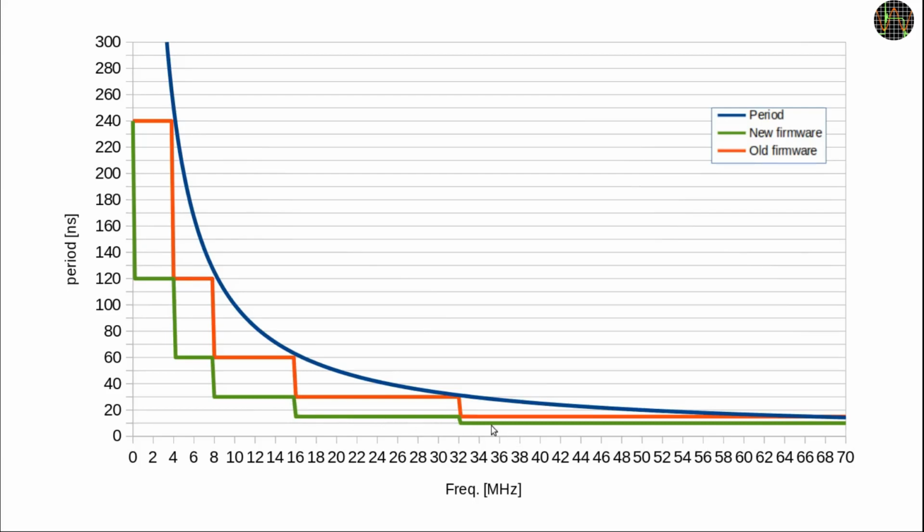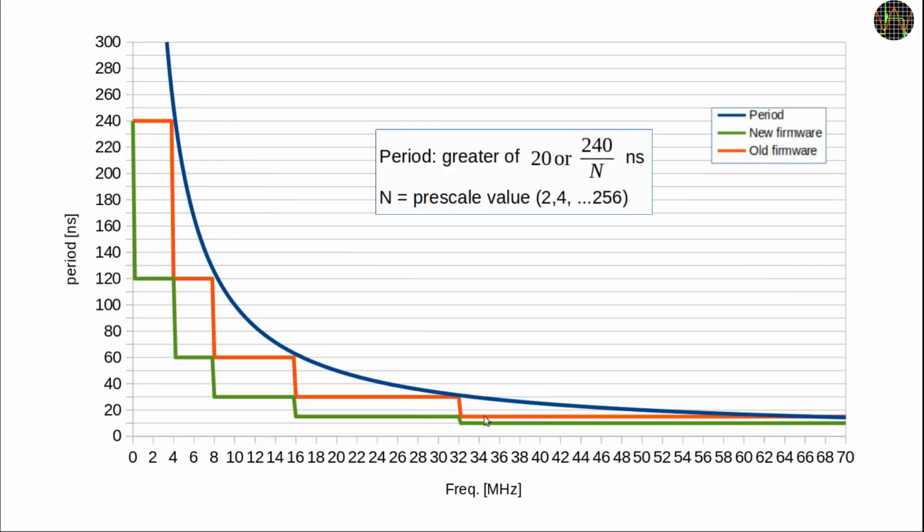The highest range is a bit of an oddity. The datasheet says the minimum period is 20 nanoseconds or 240 divided by n, whichever is greater. The old firmware uses a prescaler of 16, which would translate to 15 nanoseconds or a limit of about 66 MHz. Per datasheet, that 15 nanoseconds would be 20 and the limit would be just 50 MHz.